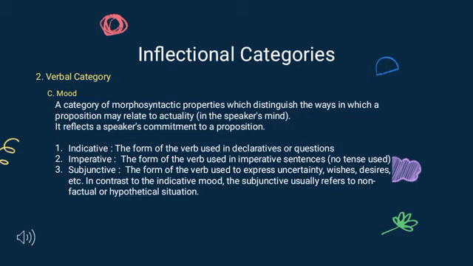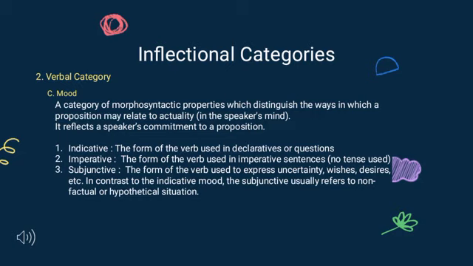The third verbal category is mood. Mood is an attitude, intention, or point of view of the speaker. Mood is divided into three parts. The first one is indicative mood. Indicative mood is a form of the verb used in declarative or question sentences in present, past, and future. Example, she is going to the town tomorrow.